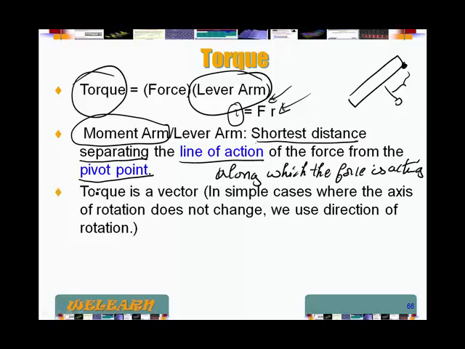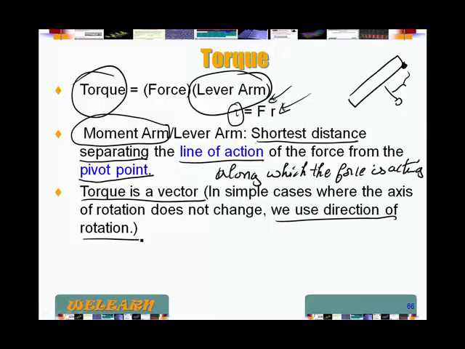Okay, remember, as I just mentioned, torque is a vector. If the axis of rotation does not change, for example, the hinges in a door, we will usually use the direction of rotation, clockwise or counterclockwise, for the sign of the torque.